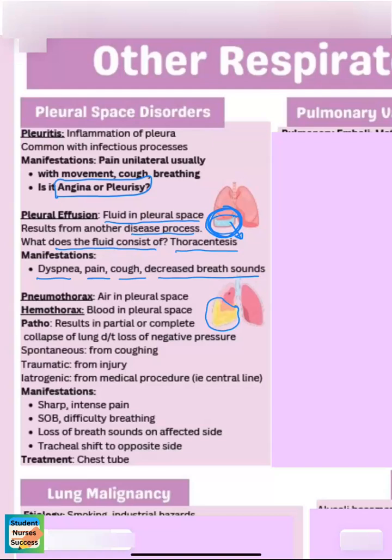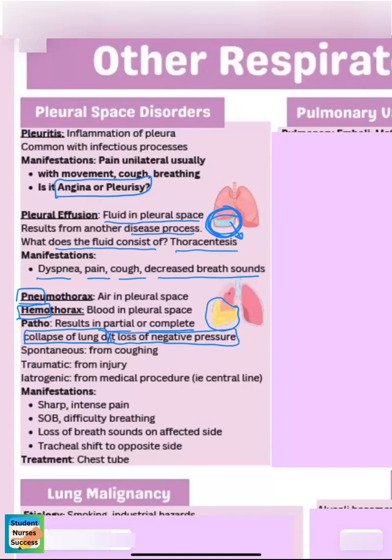So pleural effusion is more some type of other fluid, maybe from an inflammatory process or maybe from cancer. So the difference: pneumo, air; hemo, blood. What happens is that in both a pneumothorax and a hemothorax, there's either a partial or a complete collapse of the lung. And this is due to the loss of negative pressure in that pleural space.